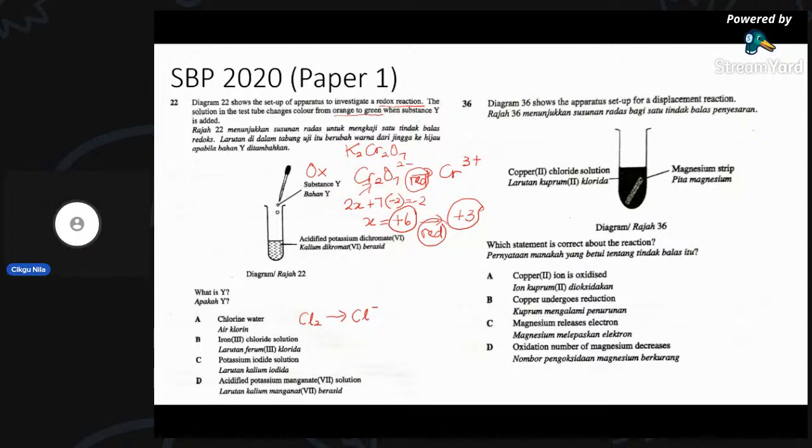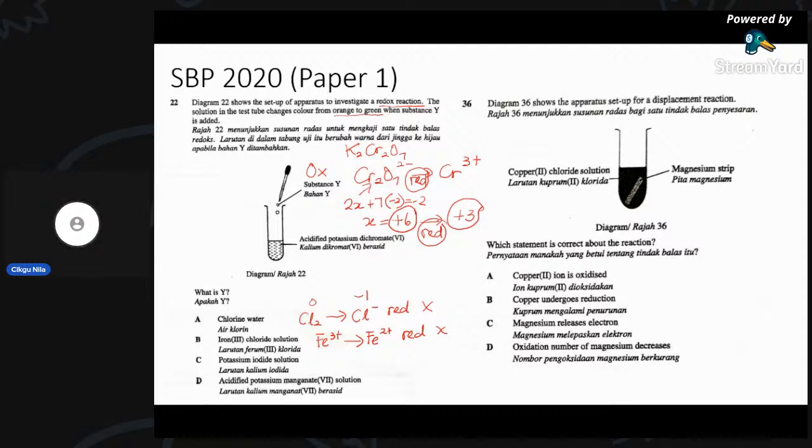The oxidation state of Cl2 is 0, the oxidation state for any element is 0, and for Cl minus, it is -1. So this is a reduction reaction. In iron(III) chloride, Fe3+ is important. Chloride ion is just a spectator ion. It will change to Fe2+, also reduction. Very clear, you can see Fe3+ becomes Fe2+, the oxidation number reduced.